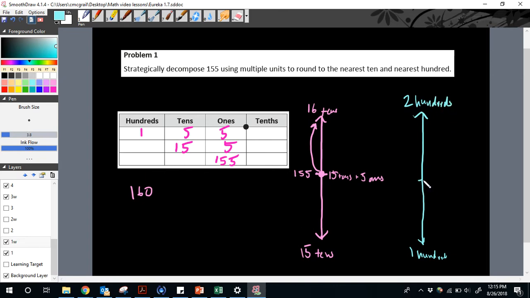My next step is to find and identify the midpoint. Halfway between 100 and 200 is 100 plus 5 tens, or 150. Now I'm going to go back to my number and place it on this number line. I know that 155 is above 150, so it's going to go right about there. And if I'm above my midpoint, then again, I'm going to round up. So I know that when I round to the nearest hundreds place, 155 will round up to 200, because my number line has shown me that.